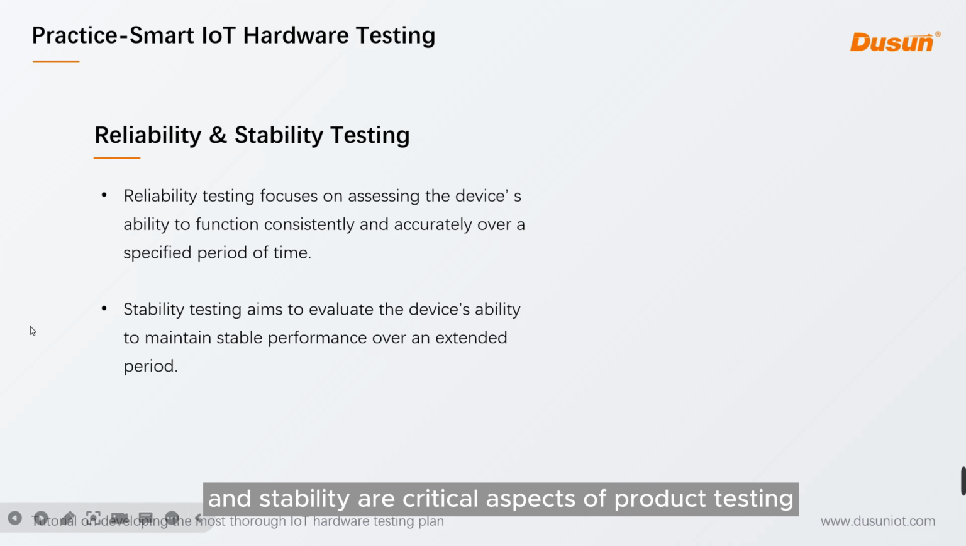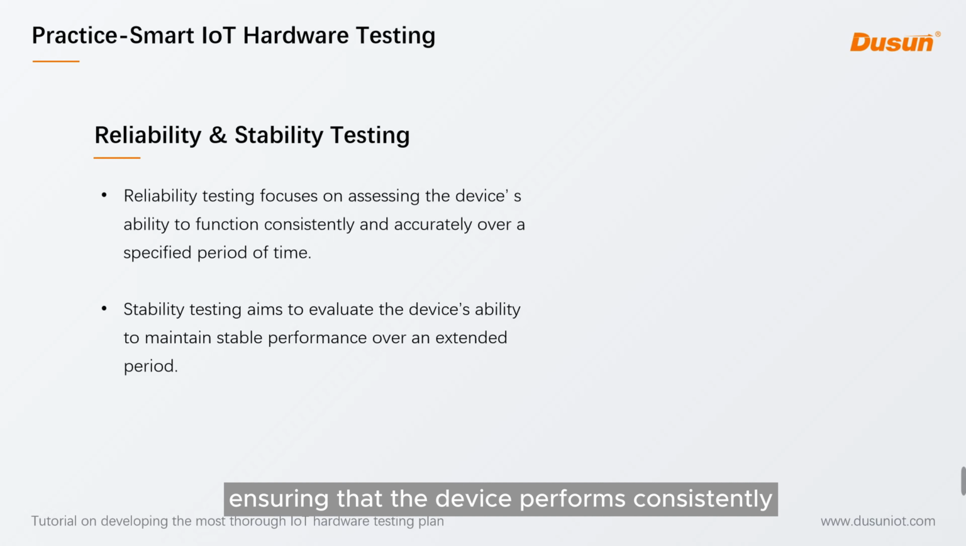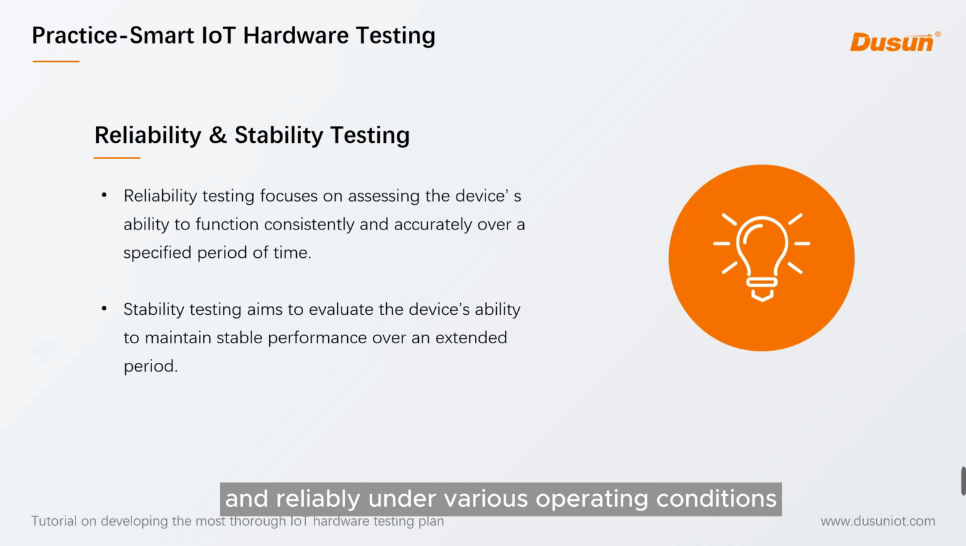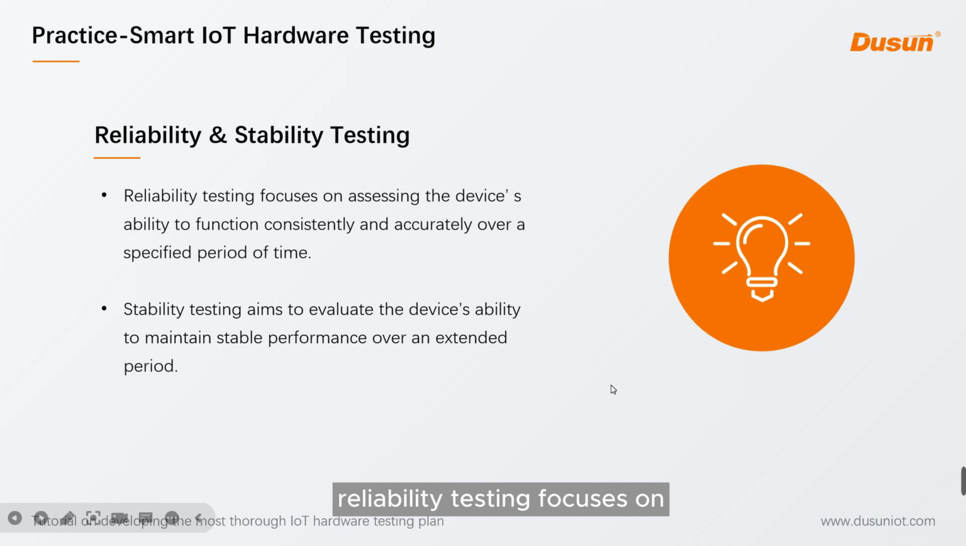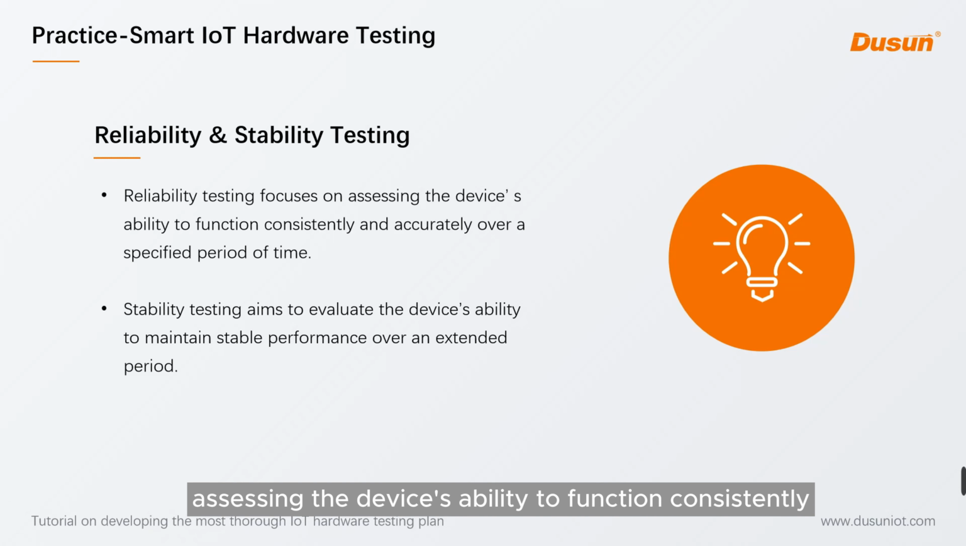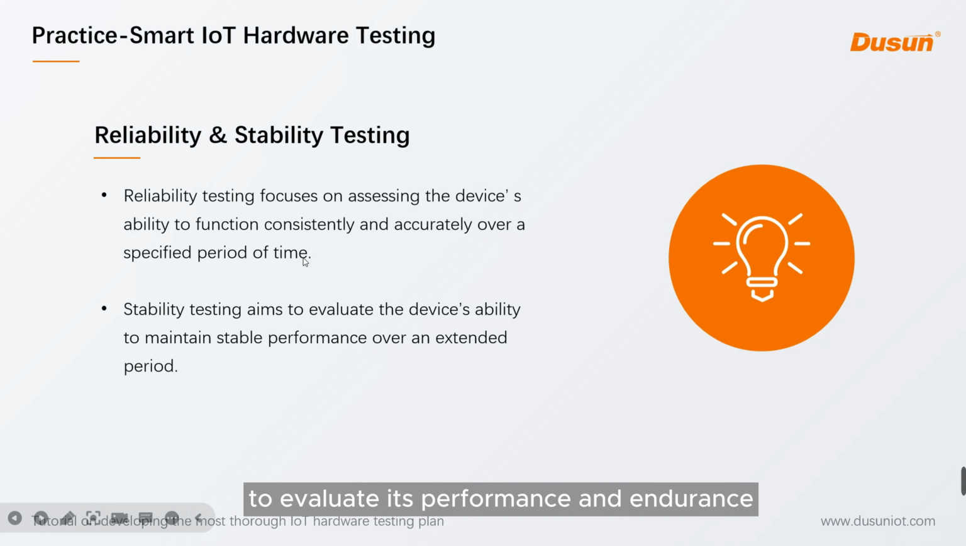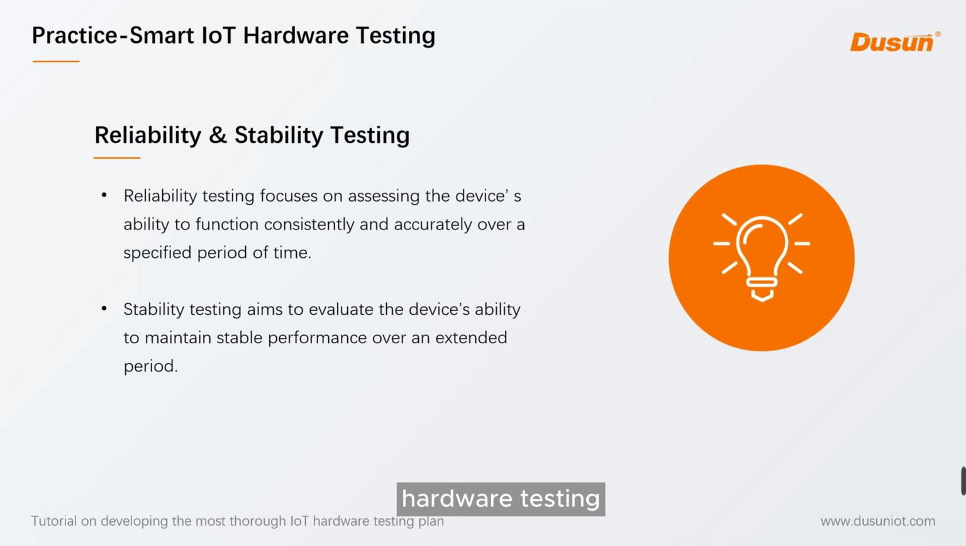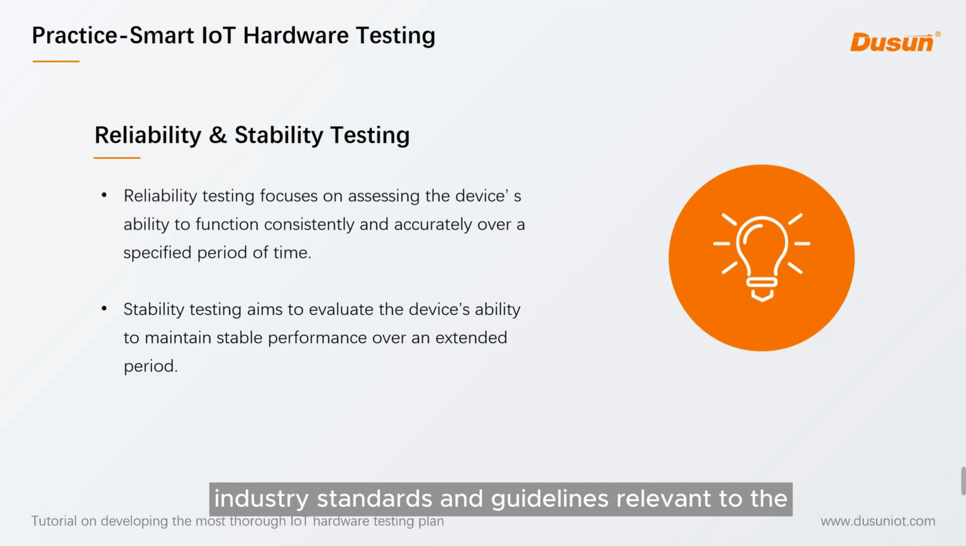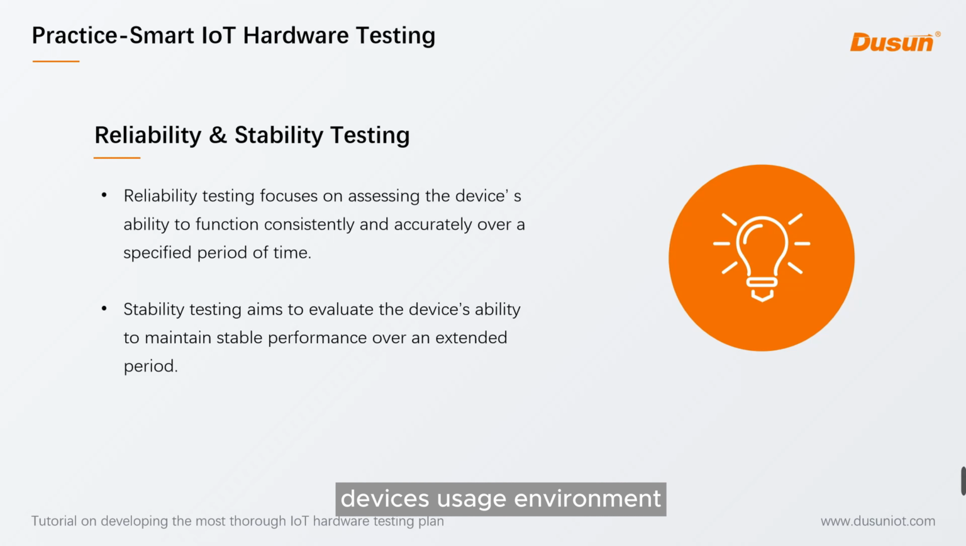Reliability and stability are critical aspects of product testing, ensuring that the device performs consistently and reliably under various operating conditions. Here are some key considerations for conducting reliability and stability testing. Reliability testing focuses on assessing the device's ability to function consistently and accurately over a specified period of time. It involves subjecting the device to different environmental conditions, such as high temperature and humidity, to evaluate its performance and endurance. Hardware testing engineers should consider industry standards and guidelines relevant to the device's usage environment.